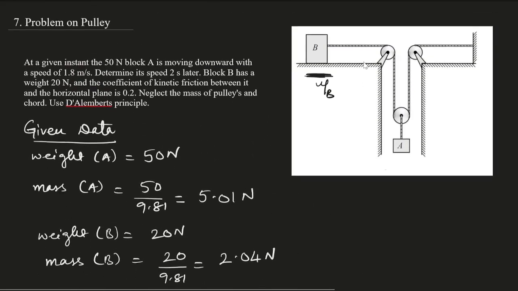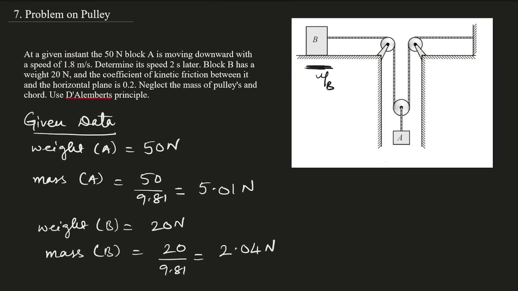Now we'll look at the diagram. Again, this is a pulley problem, so we will create a kinematic relation. To frame the kinematic relation, we have to introduce the tension. If you see, this entire string is a single string, going here and connected to block B. So here we'll have tension in the ropes.